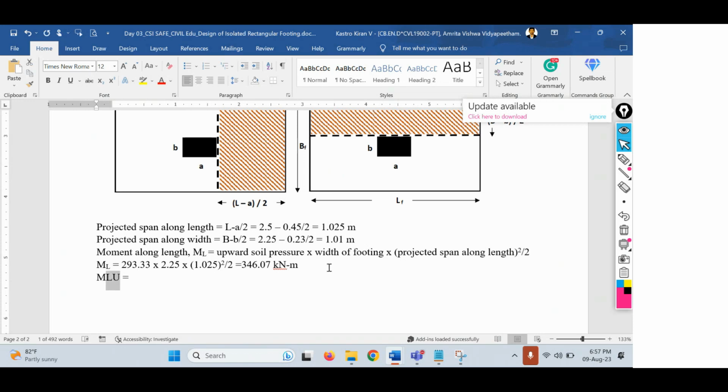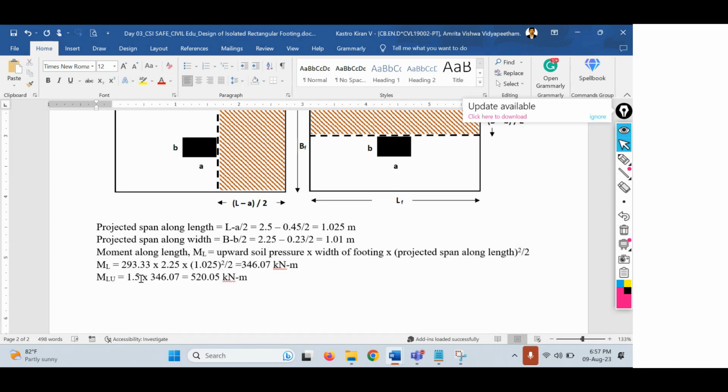How will you find the factored moment? I'm calling it MLU, where U represents ultimate moment. Factored moment equals 1.5 times, 1.5 being the factor of safety, into 346.07, the moment along length direction. When you solve this, you get 520.05 kilonewton meter. For this moment, we have to decide the depth of the foundation. That is along length. Now let us find the same thing along the width direction.